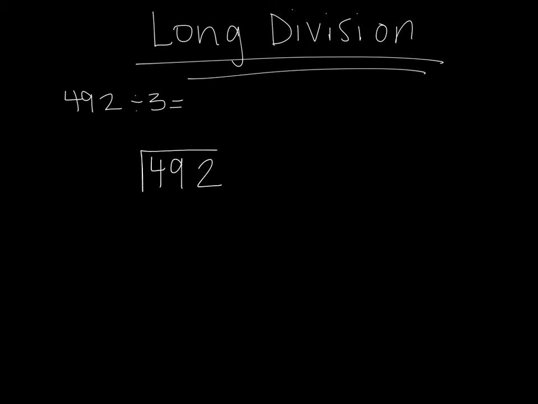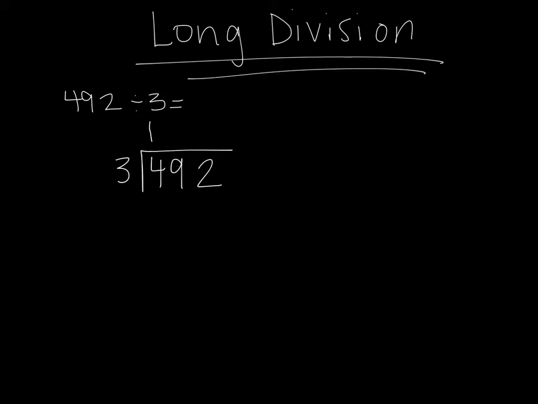492 divided by 3. Okay, so what I'm first going to do is look at the 3 and the 4, and ask myself, what would I multiply 3 by to get close to 4 or at 4? I know that 3 times 1 gives me 3, so that's pretty close to 4. I also know that 3 times 2 gives me 6, and that's over 4, so I can't do 3 times 2. So I'm going to put a 1 up here.